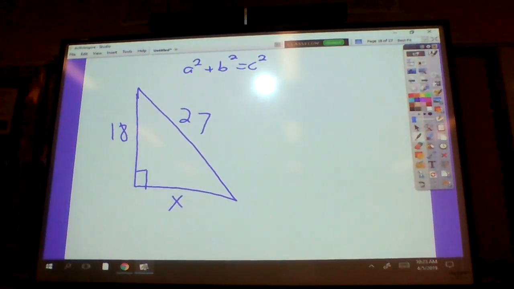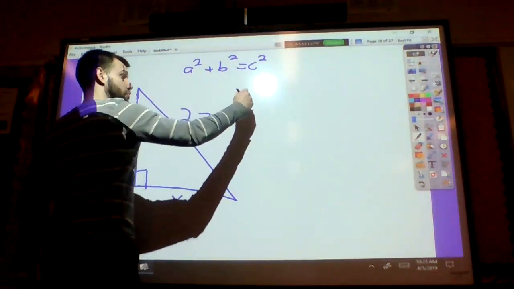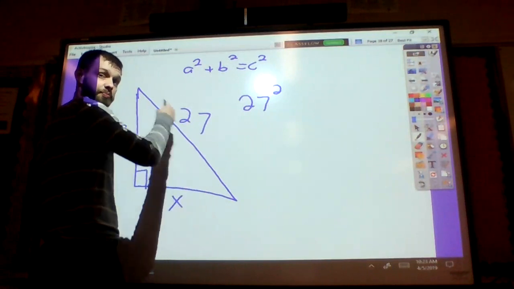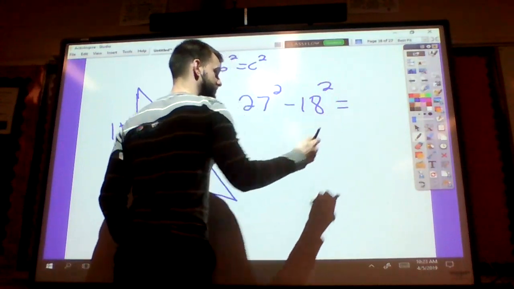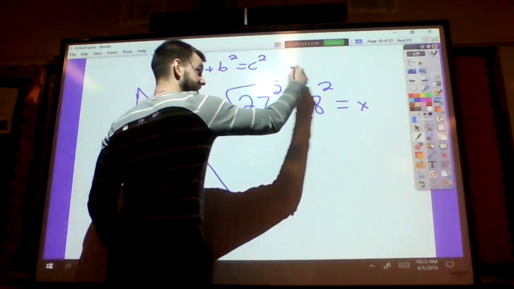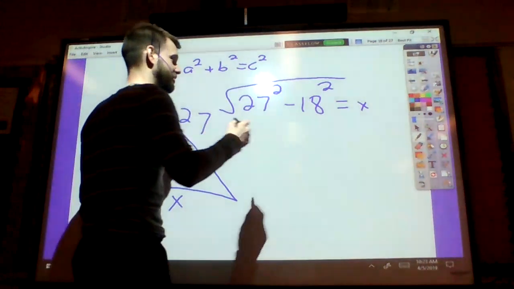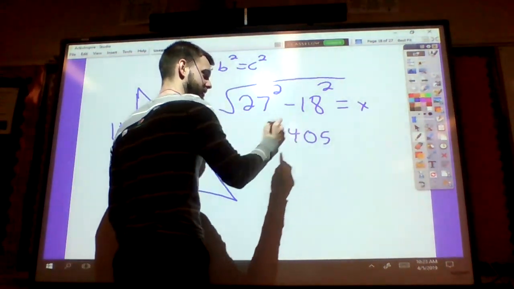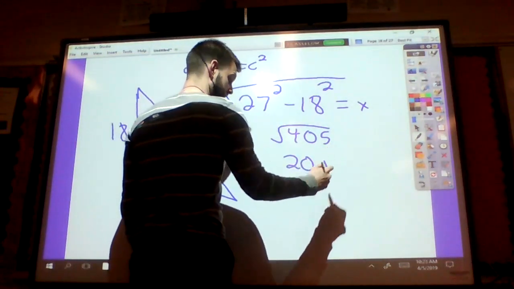What are we missing here? A leg, which means we're going to subtract. This is big minus little equals little. So this is 27 squared, which is the hypotenuse, minus 18 squared equals our x. And then we're going to take the square root at the end too. So 27 squared minus 18 squared. Somebody? 405. I'm not that smart to do it in my head. 405, and the square root of that? 20.124611. Okay, that's good. 20.1.